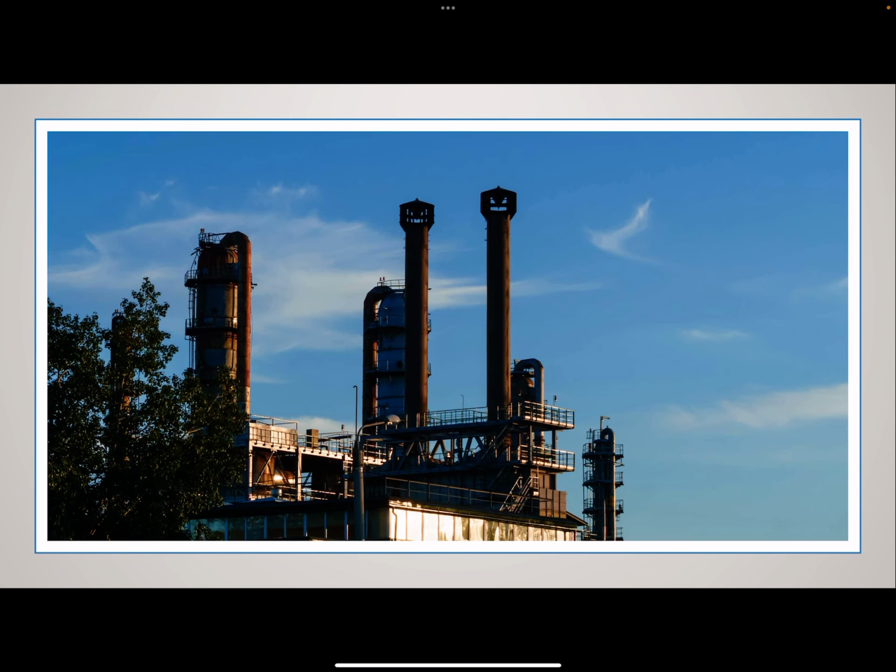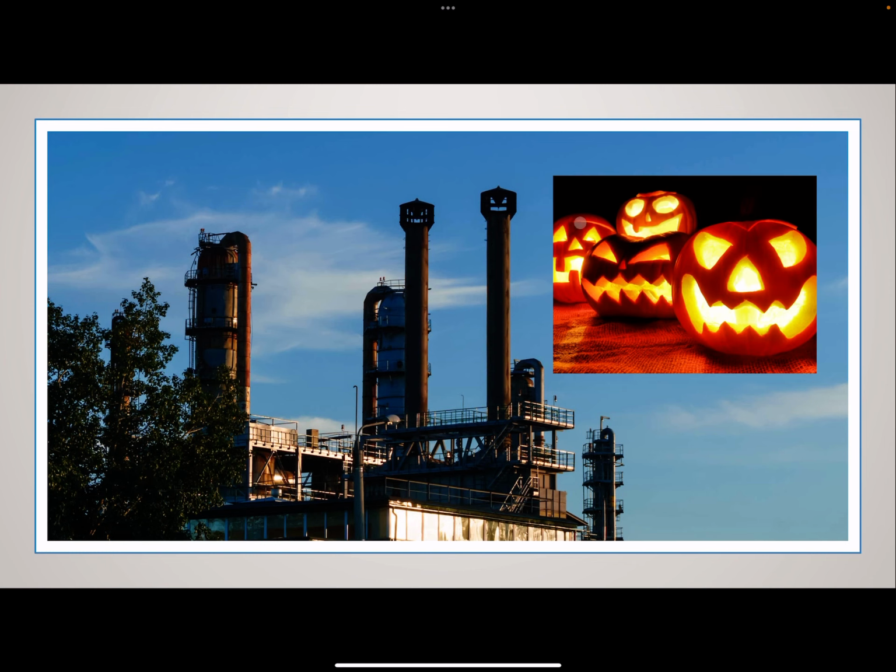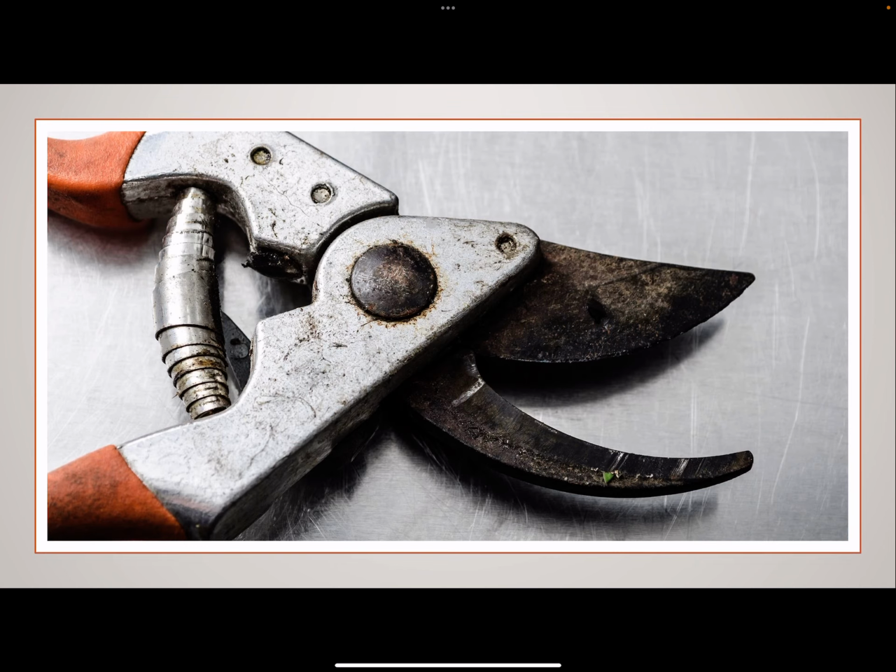Do the same thing with this image. Pause and ask, what is the literal image, and what could the figurative image be? So while it's a factory, I'm looking at these two stacks here and how they remind me of jack-o'-lanterns, right? We got those eyes, sort of an interesting looking mouth. What about this image? What is the literal and what could be the figurative?